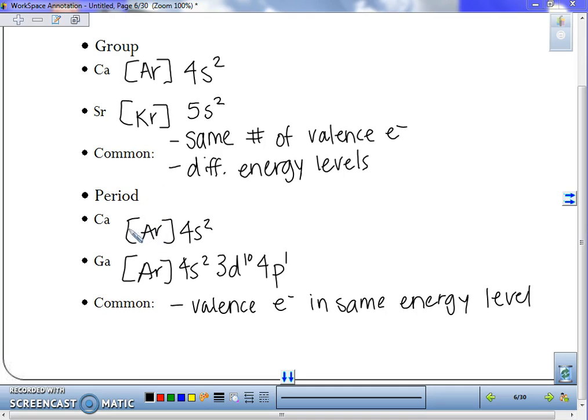Across a period, the configurations do start with the same noble gas, but you see that they have a different number of valence electrons. However, the valence electrons are found in the same energy level. So calcium has 2 valence electrons in the 4th energy level, and gallium has a total of 3 valence electrons in the 4th energy level. Remember, valence electrons are in the highest energy level present, so that's why we don't include the 3d electrons.